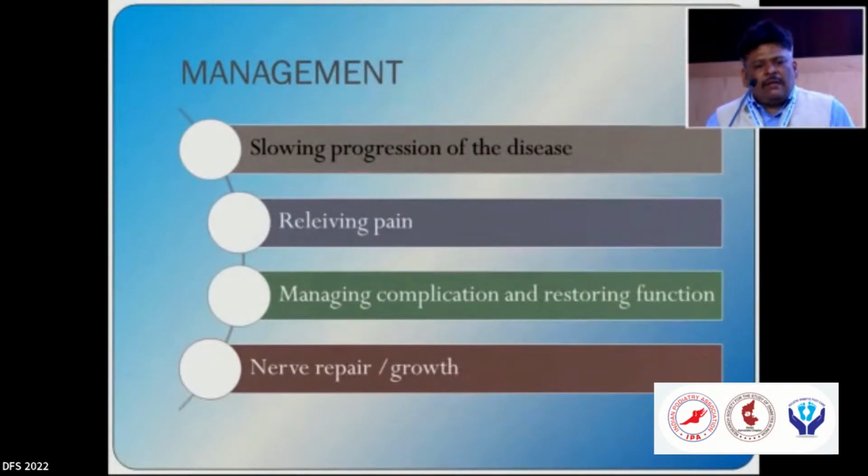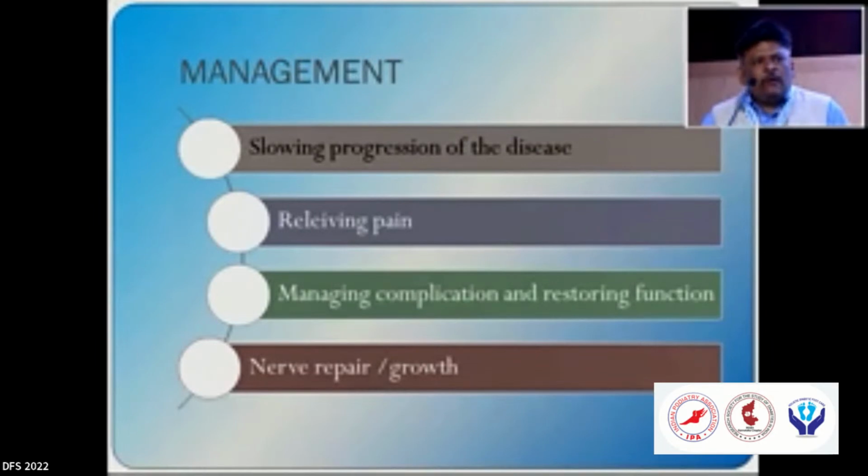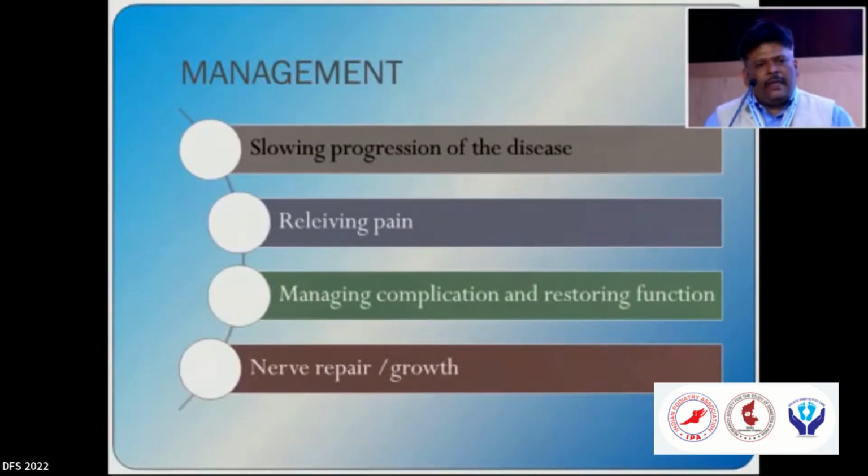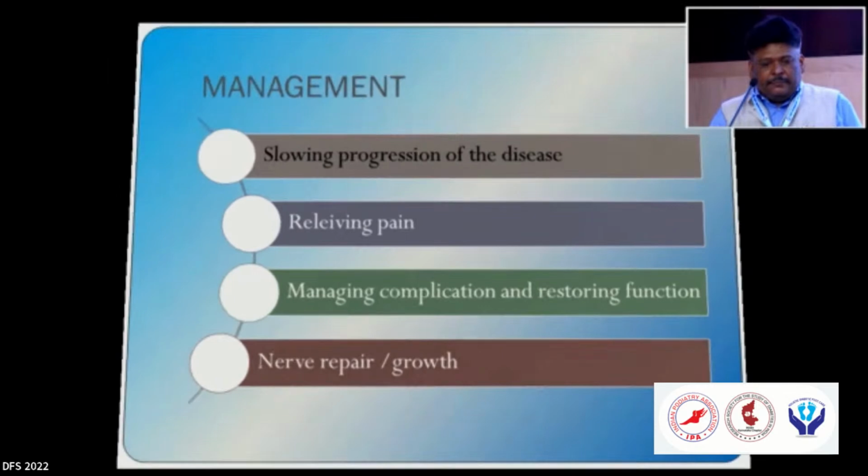How do you manage peripheral diabetic neuropathy? I think the 4 keystones we need to look at: first, slow down the progression of the disease. The only known thing to mankind to slow down the progression of the disease is good glycemic control. Only if your target A1Cs and metabolic control are adequate can the neuropathy be slowed down. Nobody can reverse neuropathy, but at least we can slow down the disease. Second will be relieving the painful aspect of neuropathy. Third will be to manage the complications of neuropathy and restore the function of the nerves. Fourth will be something to regenerate or repair the nerve.